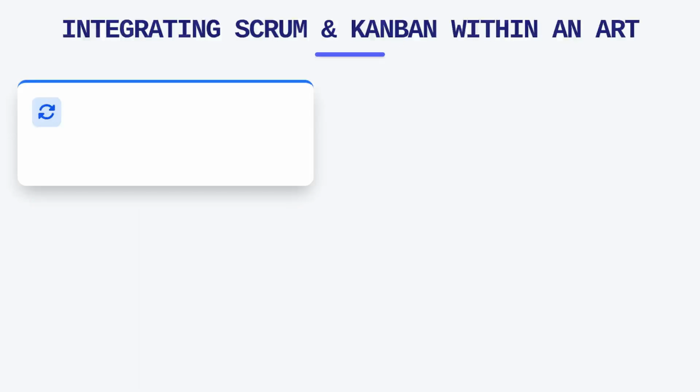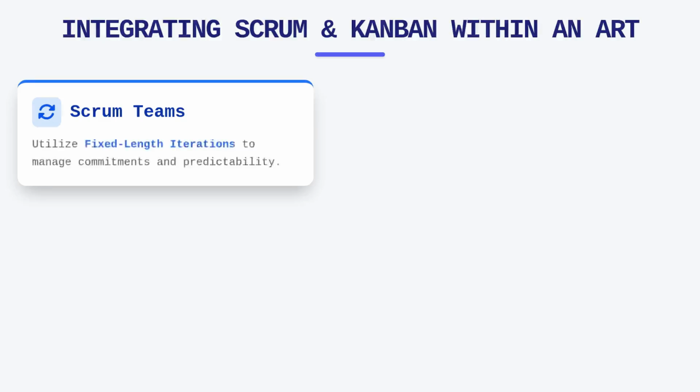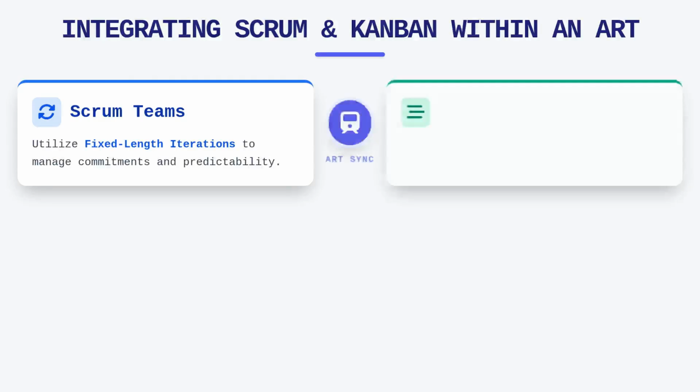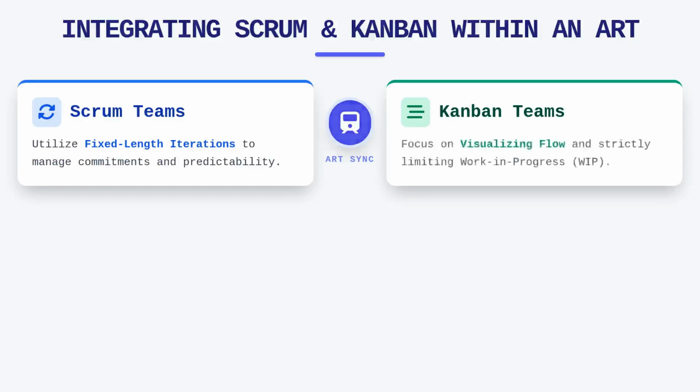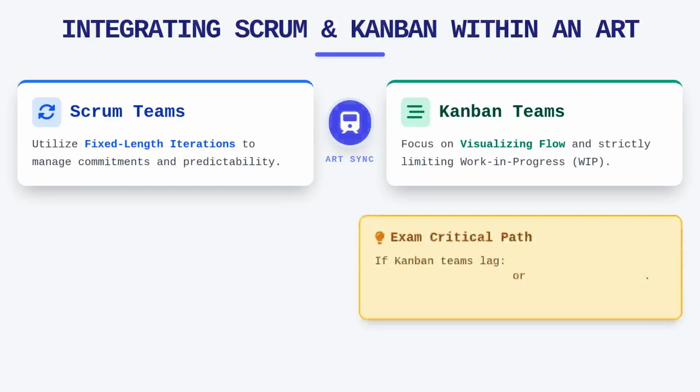Effective integration of Scrum teams and Kanban teams within a single ART remains a frequent point of inquiry. You should view both as valid approaches to the Lean-Agile mindset, provided they adhere to the cadence and synchronization of the train. The key difference lies in the management of work. Scrum teams utilize fixed-length iterations for commitment, while Kanban teams focus on visualizing flow and limiting work in progress.